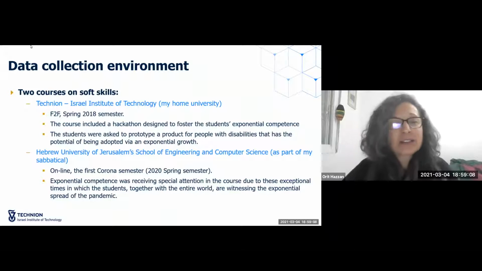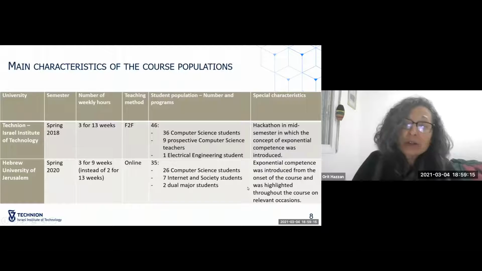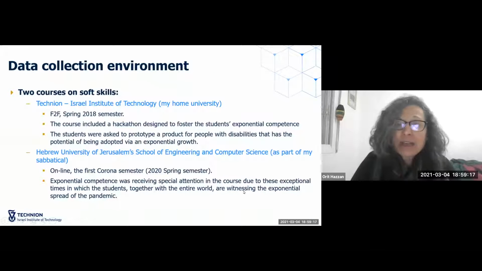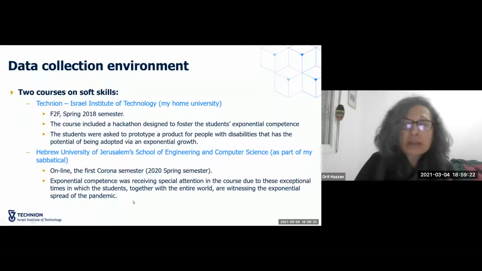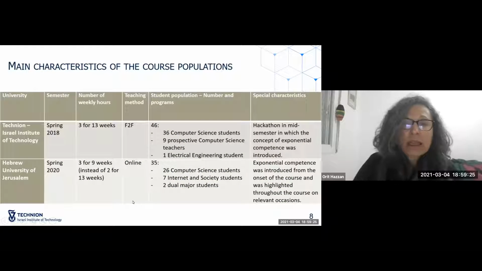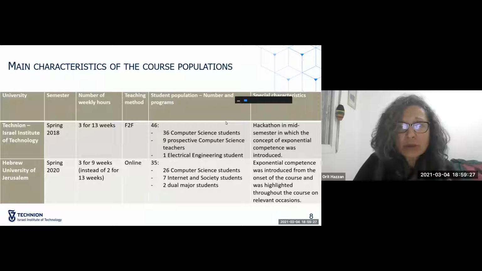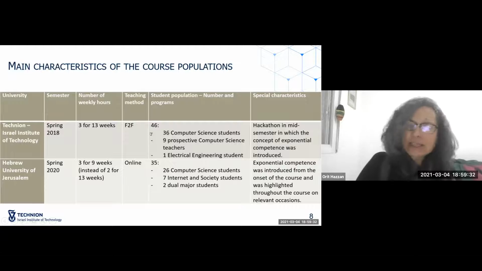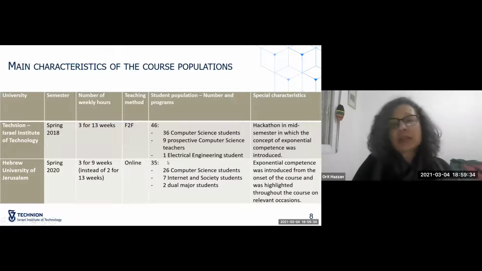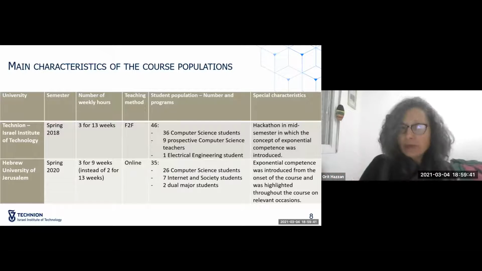It was taught in the first Corona semester, and exponential competence was receiving special attention in this course due to these very unique times in which the students, together with the entire world, are witnessing the exponential spread of the pandemic. Here are several characteristics of these 2 courses. You can see, for example, that in the Technion, 46 students learned it, in Jerusalem, 35, and there are several more characteristics that you can read in the paper.